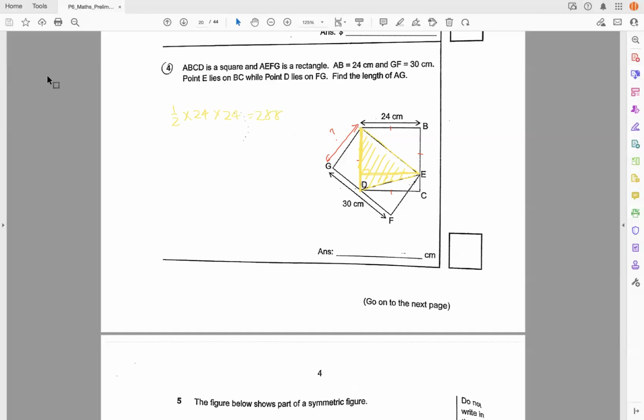Okay. Now, do you remember that the area of a triangle is half the rectangle it is in? So for example, if this is 288, the whole rectangle is 288 times 2. So the rectangle is 576. Let me use another pen, other color.